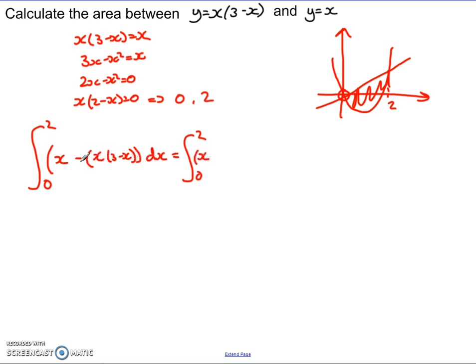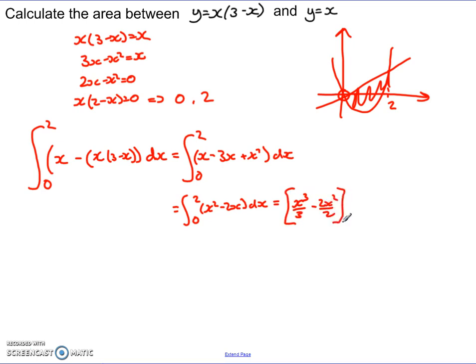So I've got x take away, well, that'll give me 3x. It's then minus x squared, so plus x squared dx. That simplifies to the integral from 0 to 2 of x squared minus 2x dx, all with respect to x. So now I just calculate the integral, and that gives me the total area between my curves. Integrate it, I get x cubed over 3, take away 2x squared over 2, from 0 to 2.